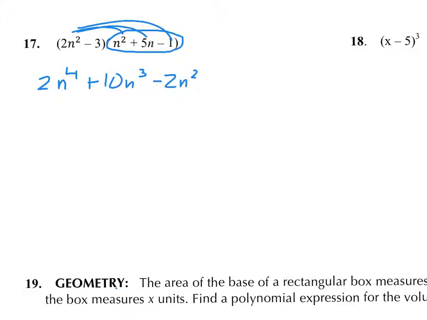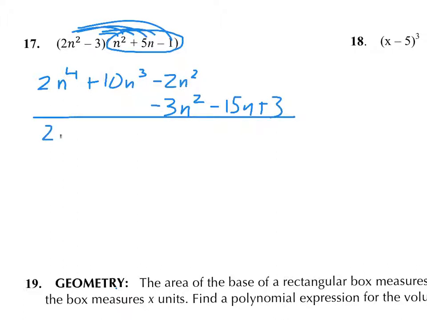And now I'm going to distribute the -3 to all of these. So -3n squared. And I'm going to write that here so it's easier for me to combine like terms. Minus 15n plus 3. And so now I'm going to add these two rows together. 2n to the 4th plus 10n cubed minus 5n squared minus 15n plus 3.